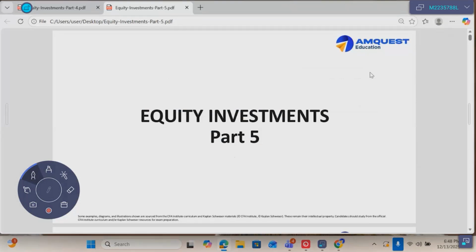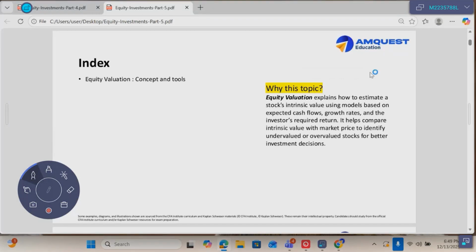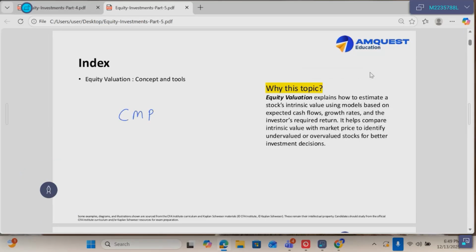Okay, everyone, let's start with chapter number 5. In this chapter, we are going to learn how to do equity valuation, how to find something called the intrinsic value of a stock. So we have the current market price, which is available in the stock market. And then we have the intrinsic value, which we try to determine using a financial model. This is the stock market price.